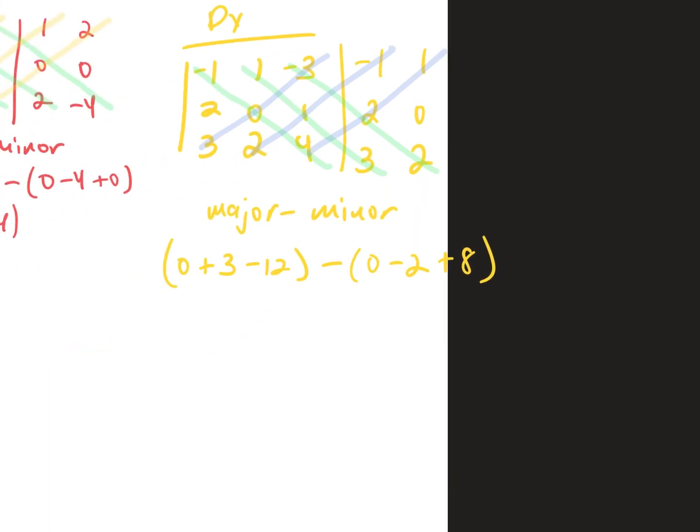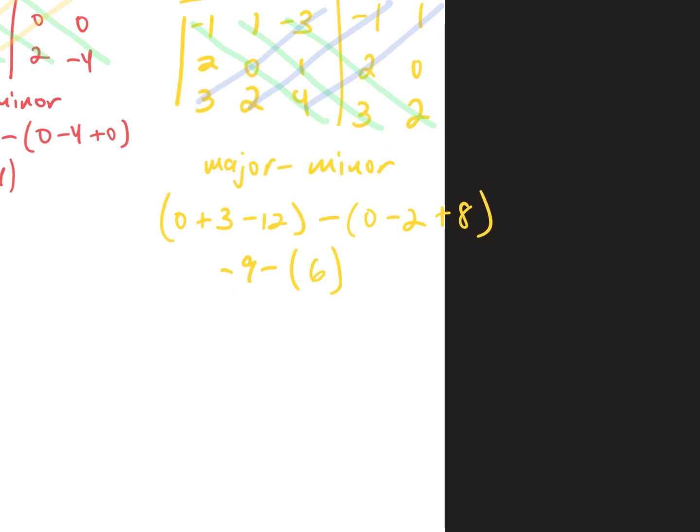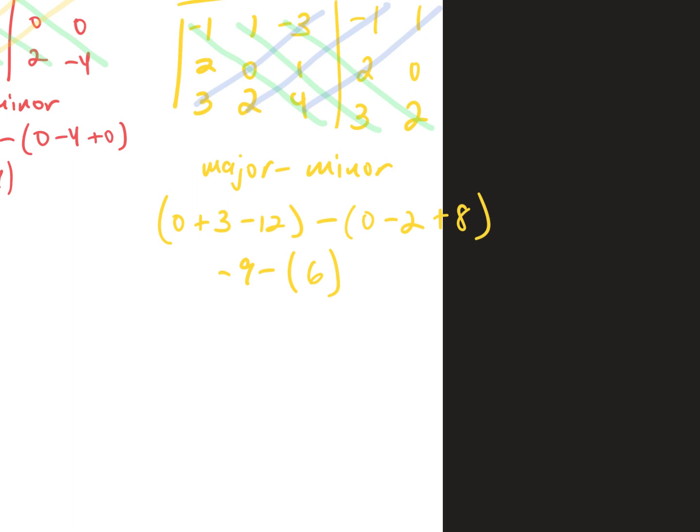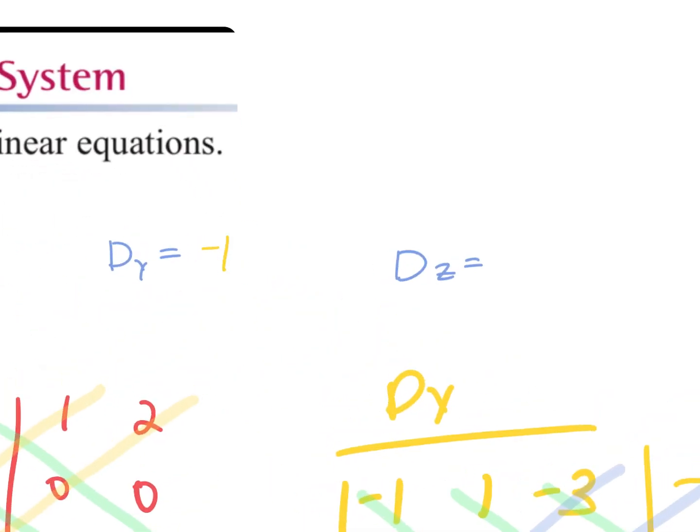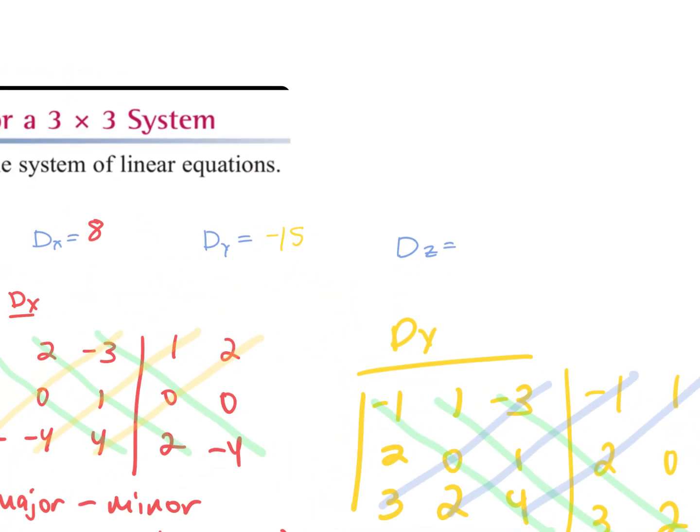All right, so simplify left to right. What's 0 plus 3 minus 12? Negative 9 minus. What's 0 minus 2 plus 8? Positive 6. You guys agree with that? All right, so negative 9 minus 6 is negative 15. Good. So your d sub y is negative 15.